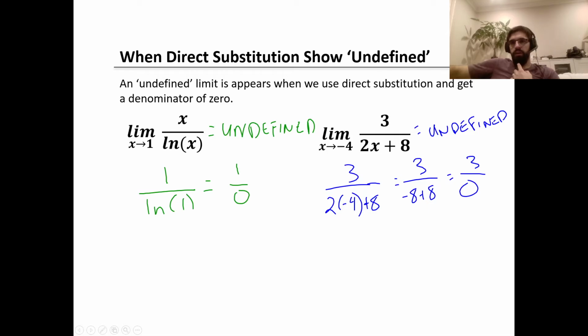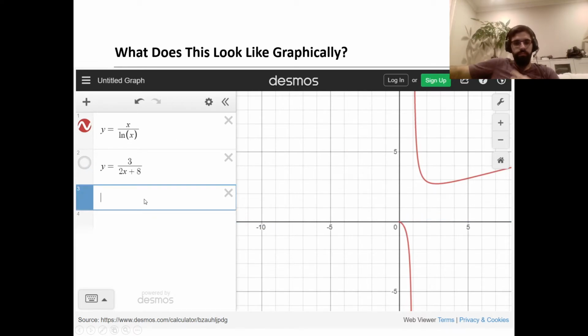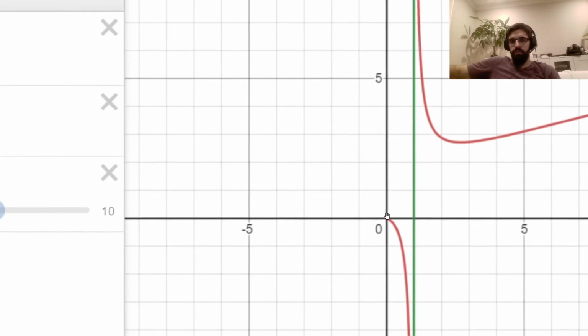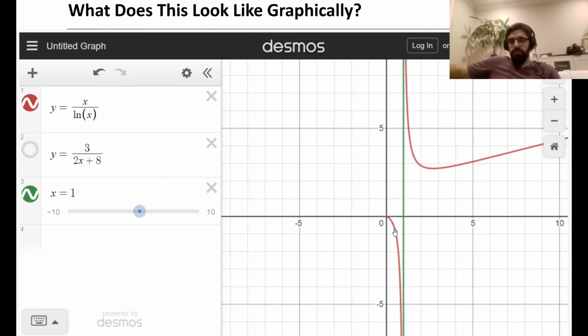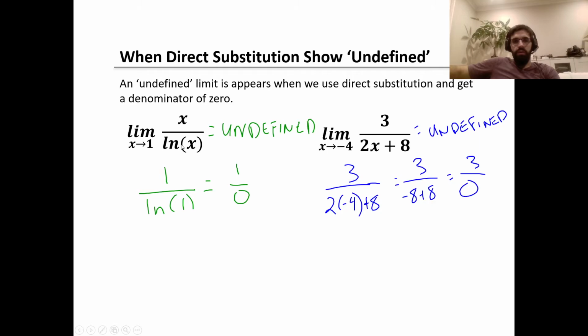If we look at undefined for these examples on a graph, for y as x approaches 1, we basically get a vertical asymptote. And we see that from the left, as x approaches 1, our function goes to negative infinity. And as x approaches 1 from the right, we go to positive infinity. So we can definitely see that in this case, undefined means that the limit does not exist. So if our direct substitution gives us an undefined answer, the limit does not exist. We can call it undefined in this case.